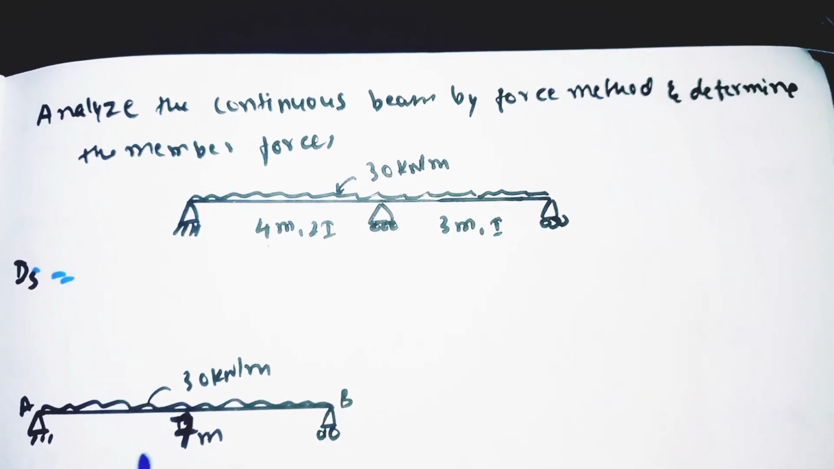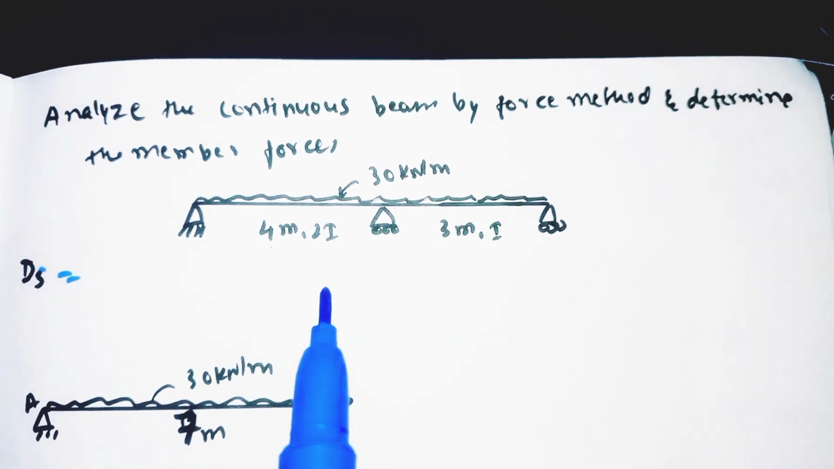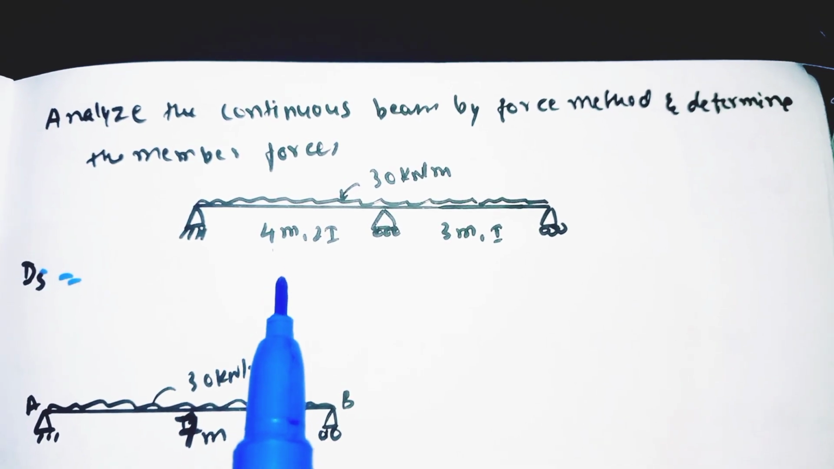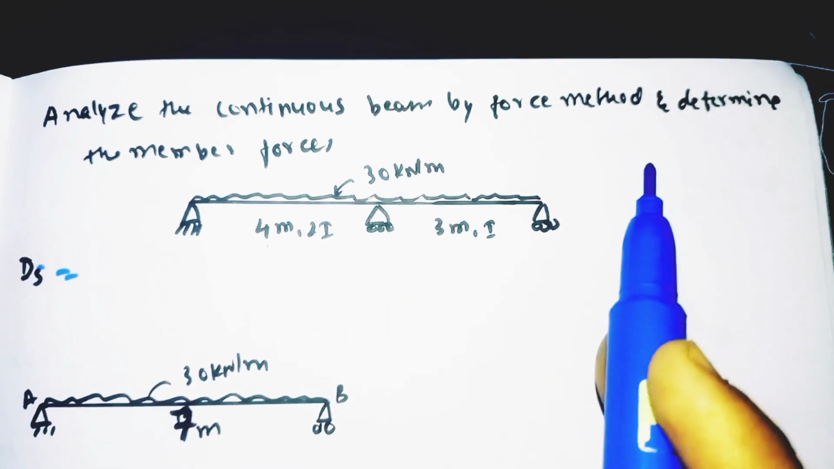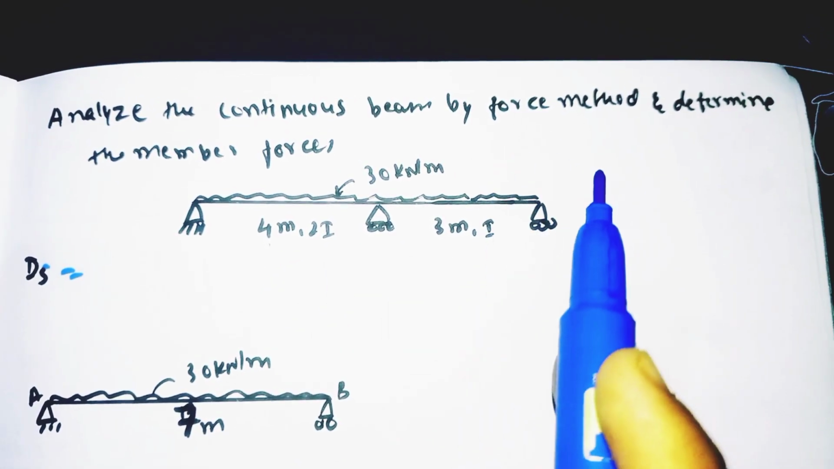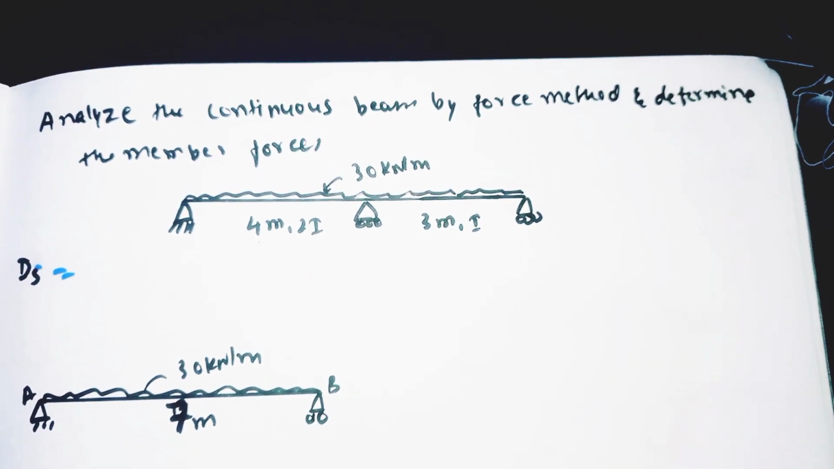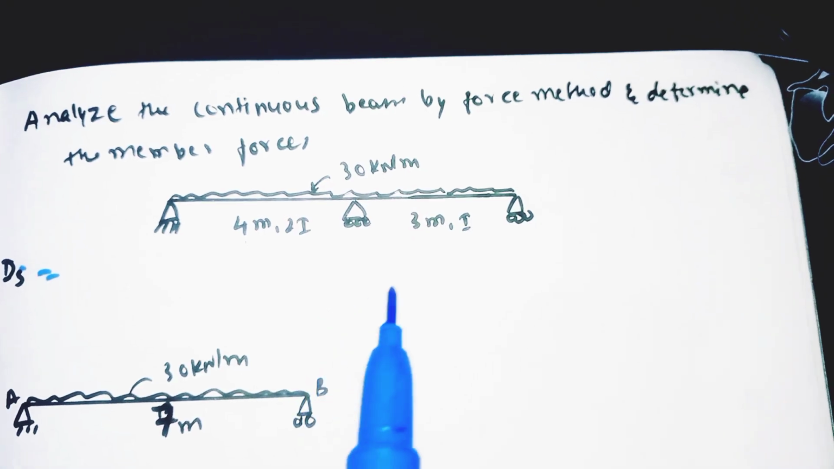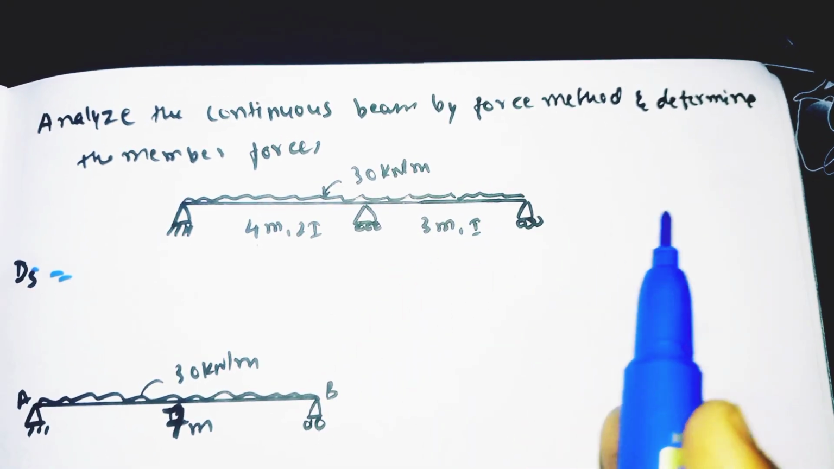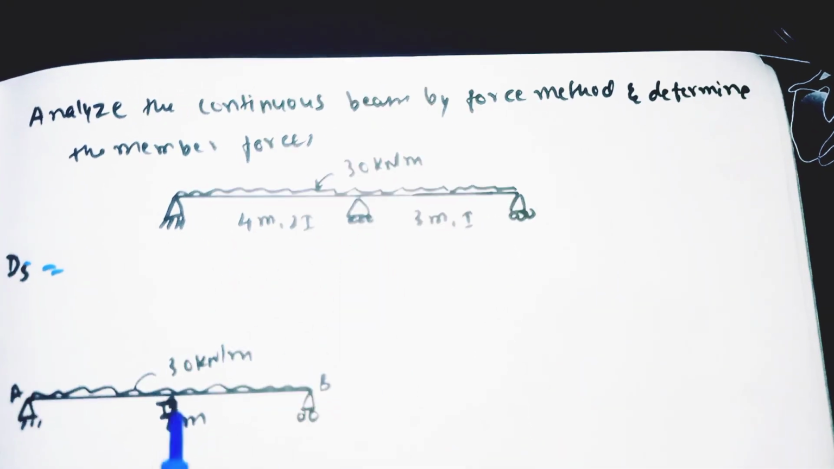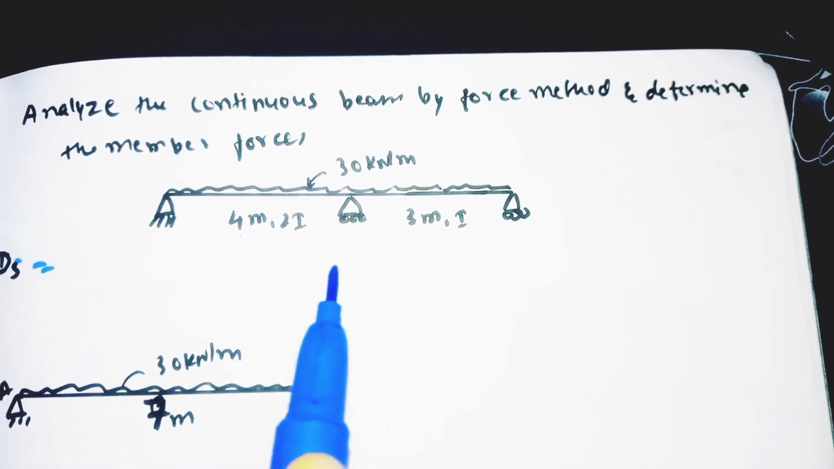So in today's video we'll see one more problem of how to solve the problem by using the flexibility method. It is also called the force method or compatibility method. So this is the given problem. Analyze the continuous beam by force method and determine the member forces. So we need to find the member forces here.